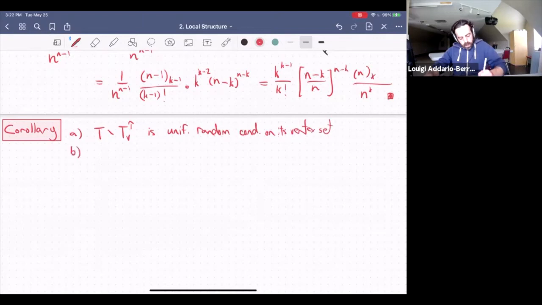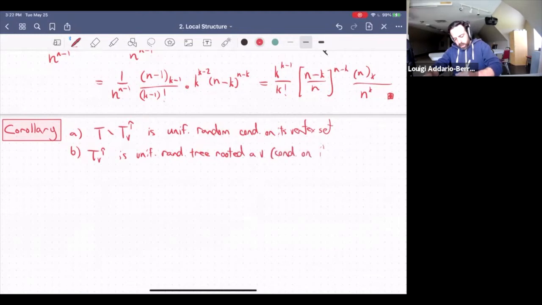And the second is that the subtree rooted at that vertex V is also uniformly random. But it's a uniformly random tree. It's a little bit different because we specify its root. So rooted at V and also conditional on its vertex set.